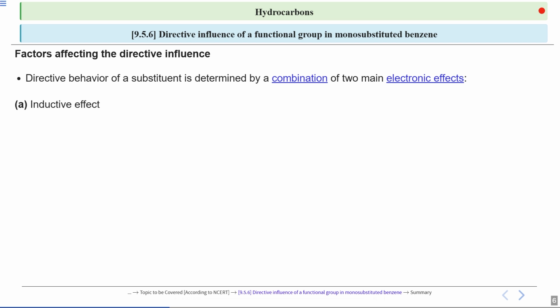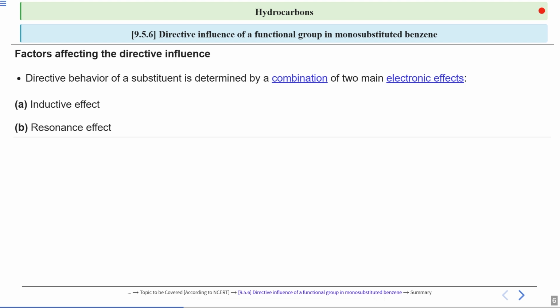The first effect is called the inductive effect. This happens when atoms or groups pull or push electrons through the sigma bond in a molecule, usually due to electronegativity difference between the two atoms or groups. For example, if a chlorine atom is attached to a benzene ring, it will pull electrons towards itself, changing the electron density at different positions on the ring. The second effect is the resonance effect. This involves the movement of electrons through the pi system of the benzene ring, allowing electrons to be shared or delocalized over several atoms.